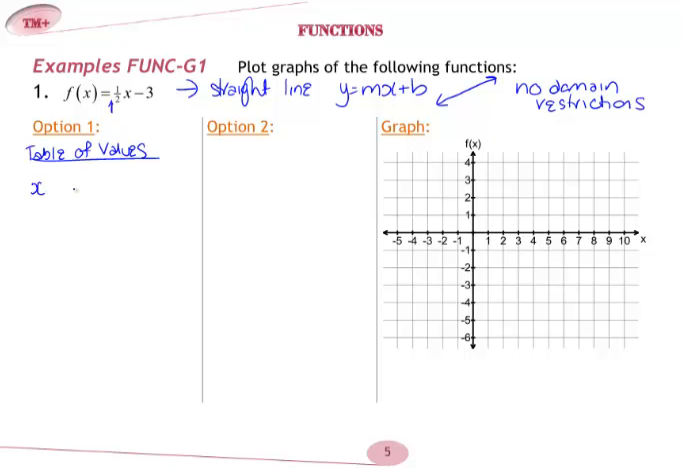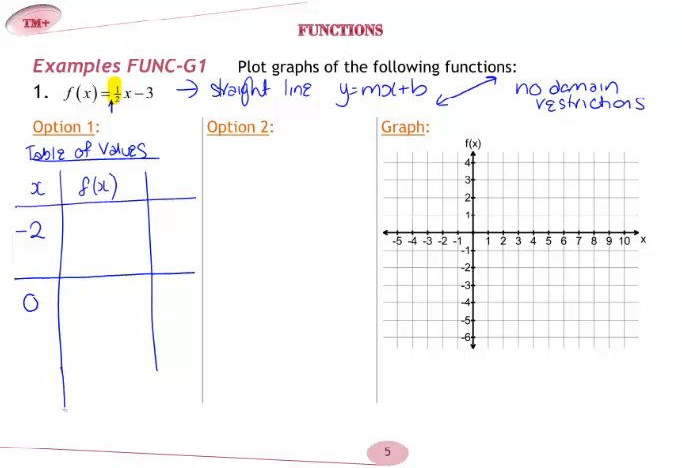So I pick whatever points I want. Because I have a half in front here, see this half, I'm going to pick points for x that are multiples of 2, so I get rid of the fraction. In this case I'm going to pick -2, 0 and 2. Reason being that I get both sides of the axis, see what's going on. So f of -2, if I plug -2 into here, I get a half times -2 minus 3. Half times -2 is -1 minus 3 is -4. So my first point is (-2, -4).